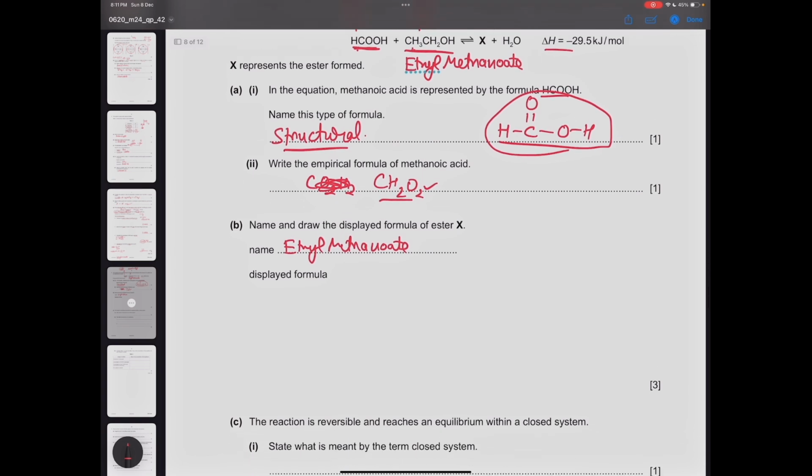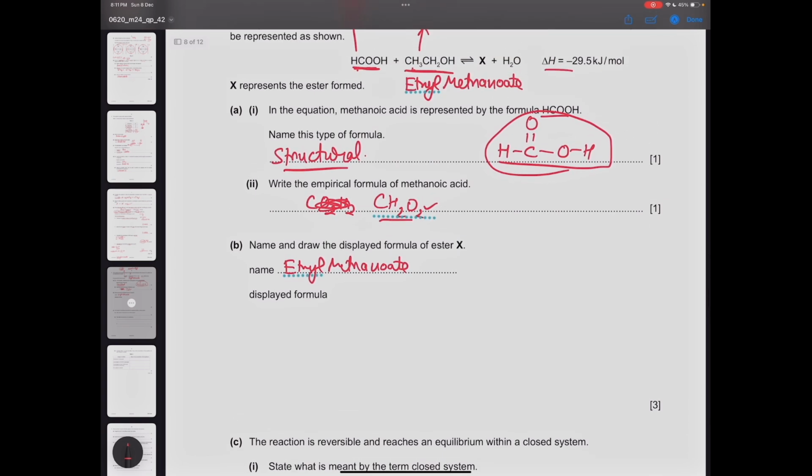Now, draw the structural formula. For this, we know that an ester looks like this: C double bond O, O. Then there is a carbon chain here. Now, ethyl methanoate is the formula, so ethyl should be here, and methanoate is here. This should be your answer. All right, ethyl methanoate. The chain right next to the single bonded oxygen will be the alcohol chain. And we know that the alcohol chain is made up of two carbons, so two carbons here. And the acid was only one carbon, so only one carbon here.